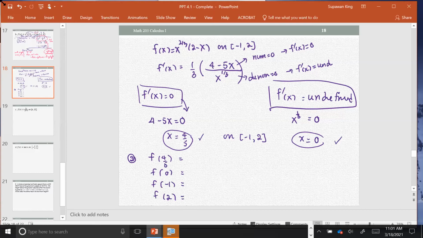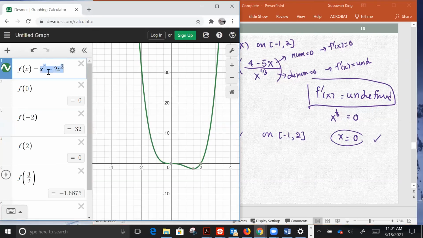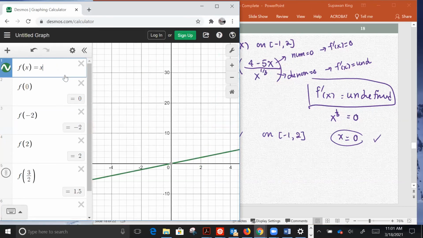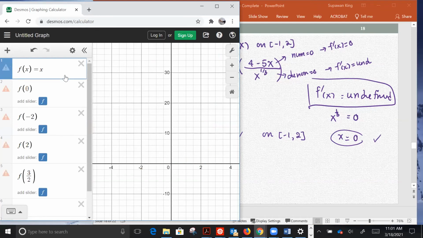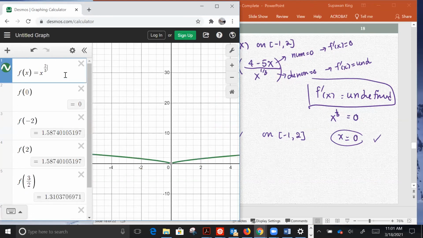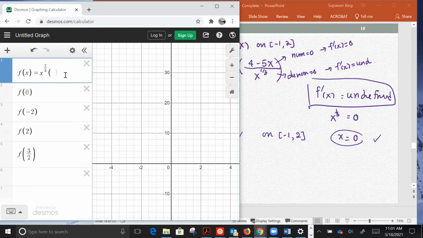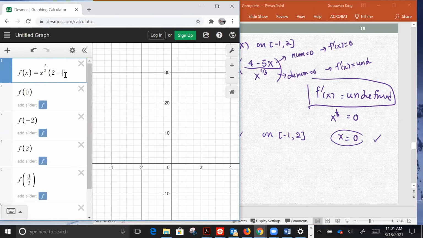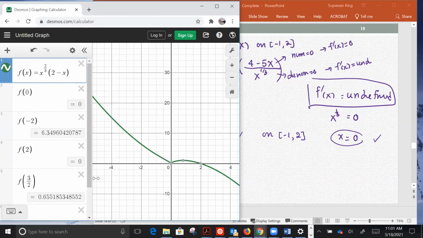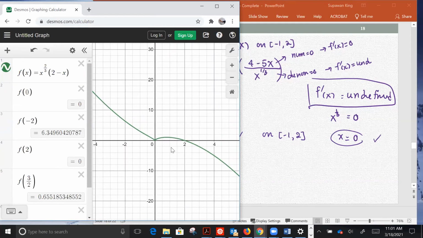Quick way, we're going to use Desmos. The function I'm going to type in is x to the power 2 over 3 multiplied by 2 minus x. So I have the graph. See, the graph looks very odd, right? At the point 0, which is one of the critical points, you see the sharp turn. The sharp turn here is not a smooth turn. So the point 0 is still considered a critical point.